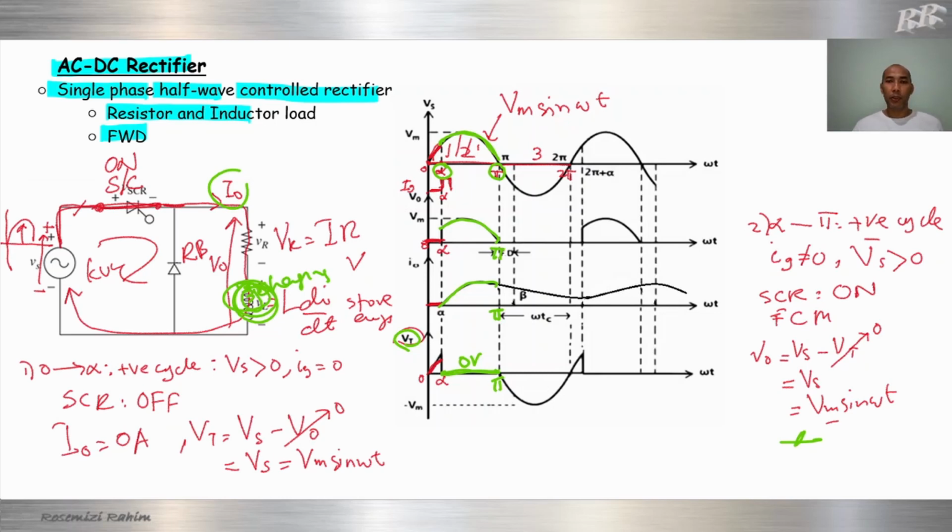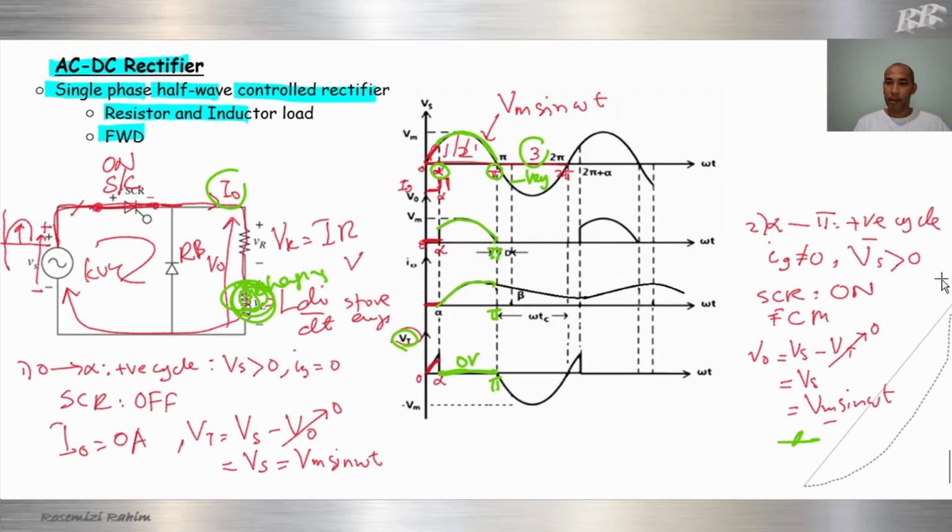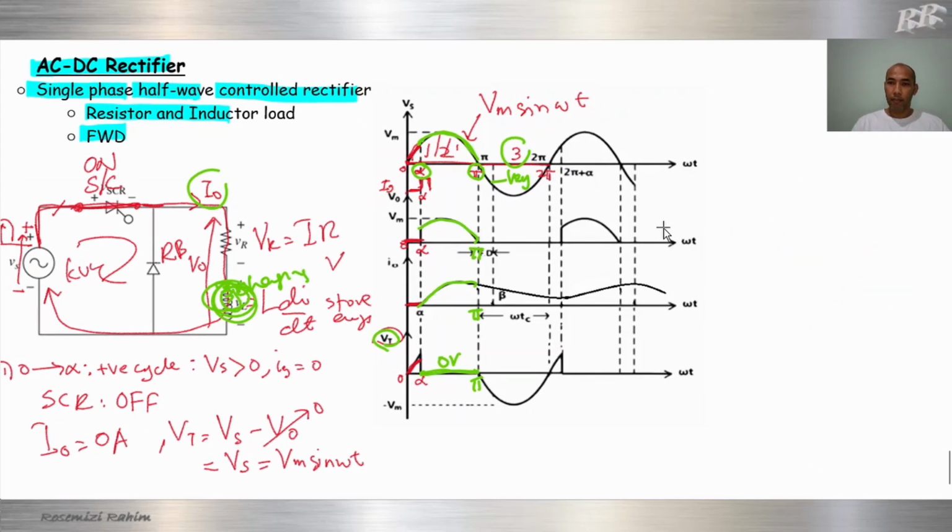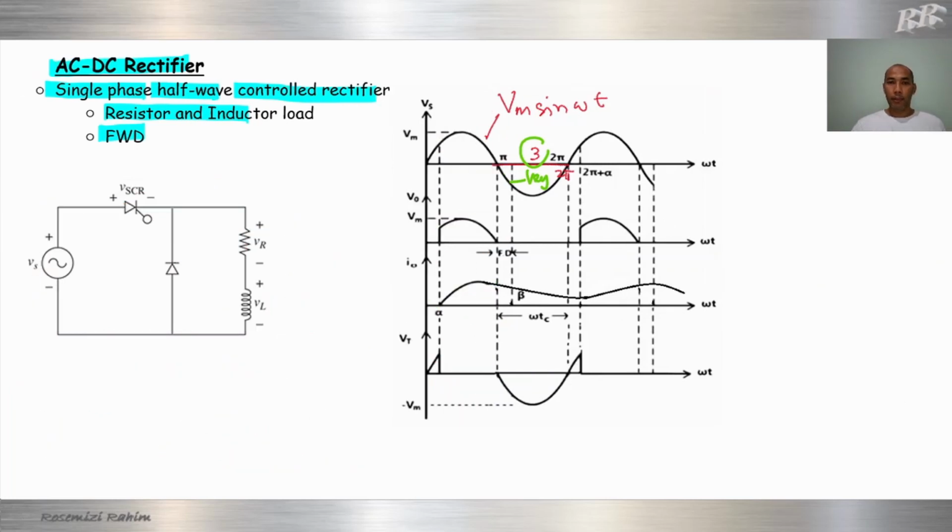So now we go to the third phase, or negative cycle. I need to erase first. Let me erase. Okay, the third section is between pi to 2 pi. Negative cycle. So our input is negative.